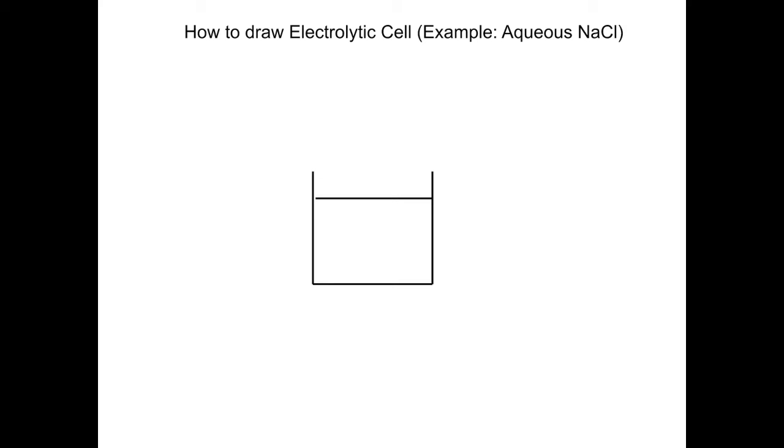For example, aqueous NaCl. First of all, we draw a beaker containing two electrodes. Then, we draw a wire to connect the two electrodes. In the middle, we draw a long line followed by a short line followed by another long line and a short line. This will represent the battery.